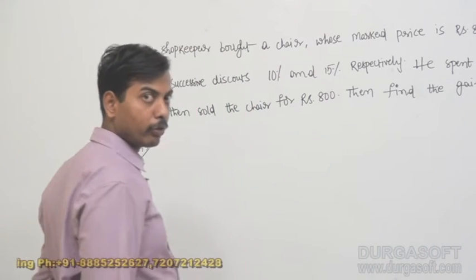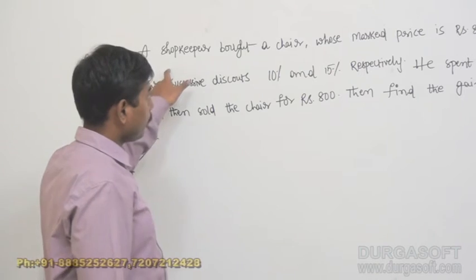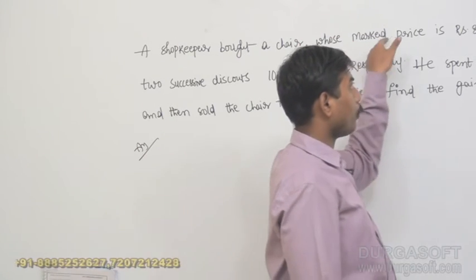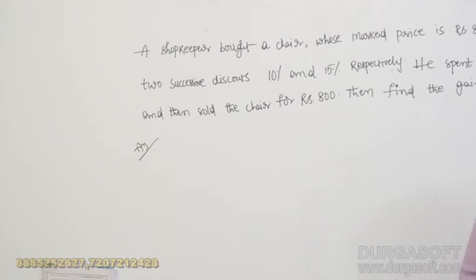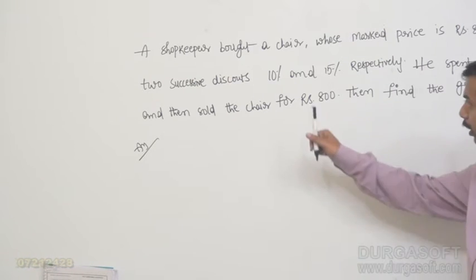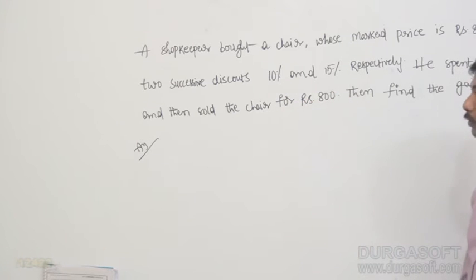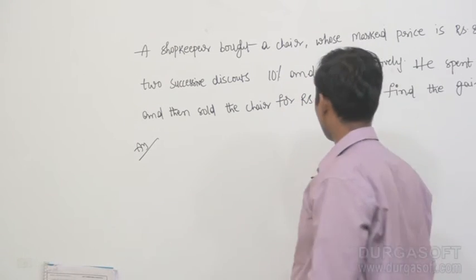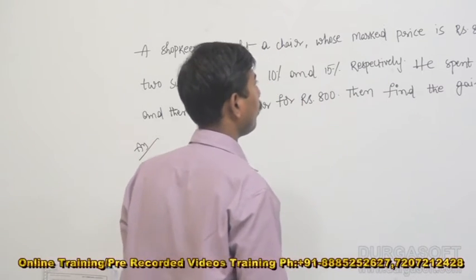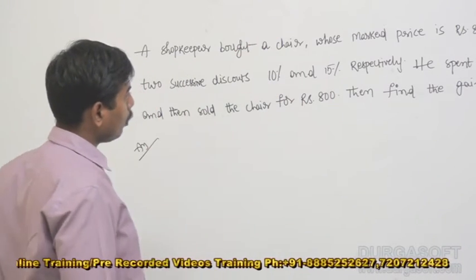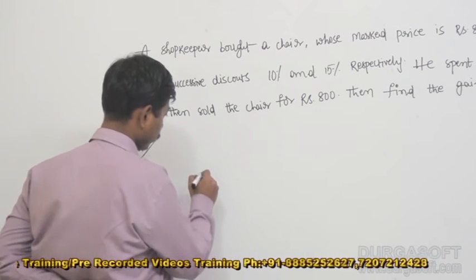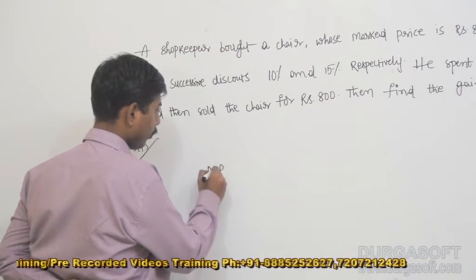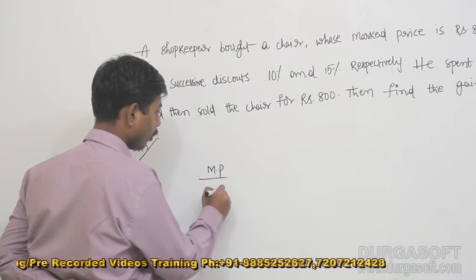Now the question statements are very clear. A shopkeeper bought a chair whose market price is rupees 800. That means the shopkeeper bought the chair after getting two successive discounts on that market price, the first one 10% and the second one 15%. Already we know discount is always calculated based on the market price of an article.